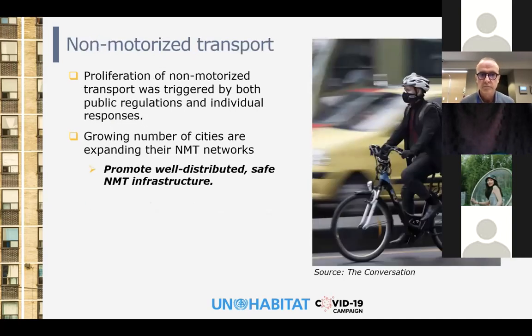Non-motorized transport gained popularity during the pandemic, both by public regulations and individual responses. A growing number of cities are expanding their non-motorized transportation networks and actually retaining them even while opening up. Promoting well-distributed, safe, non-motorized transportation can help in the last-mile connectivity, increase access of residents, and improve urban health.